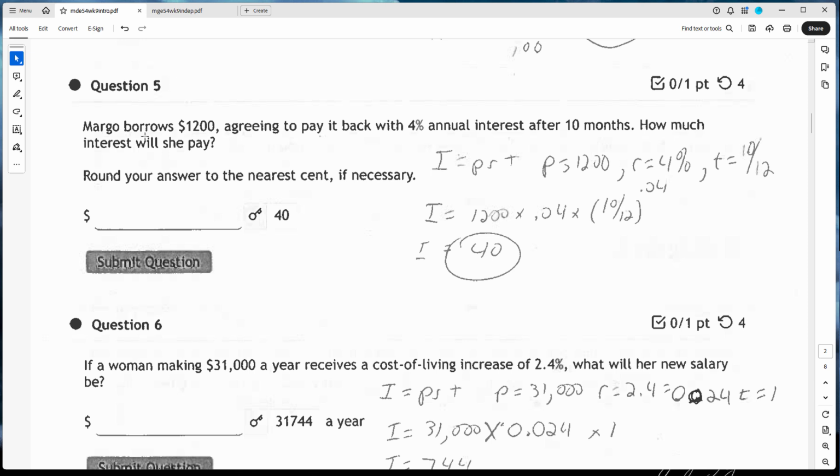Question 5. Margot borrows $1,200, agreeing to pay it back with 4% annual interest after 10 months. How much interest will she pay?